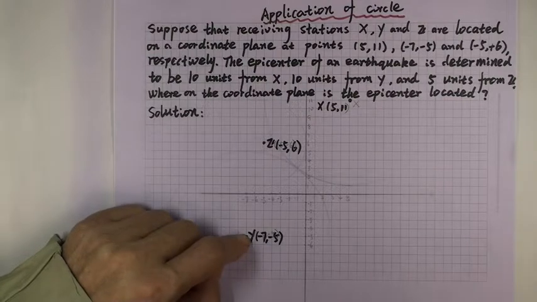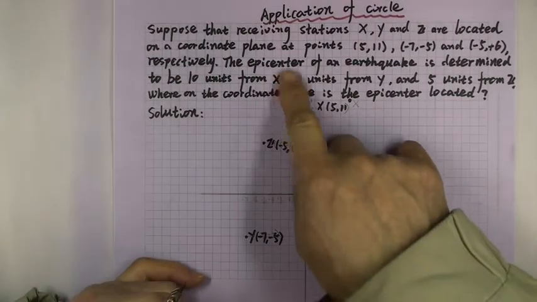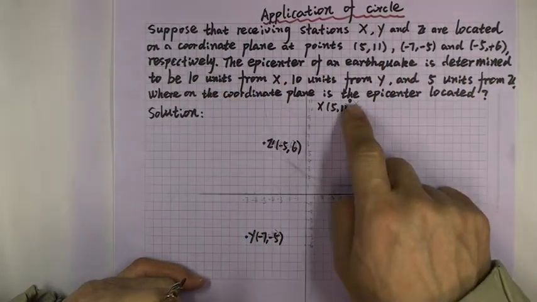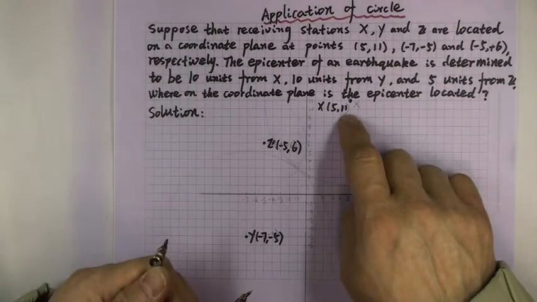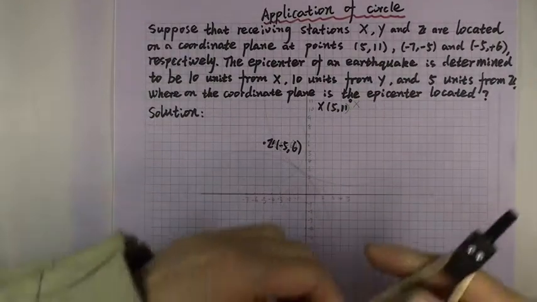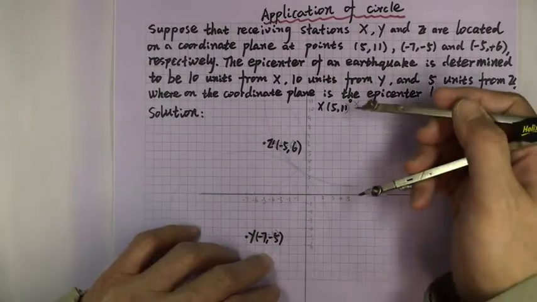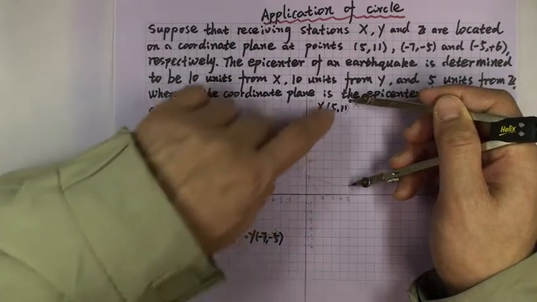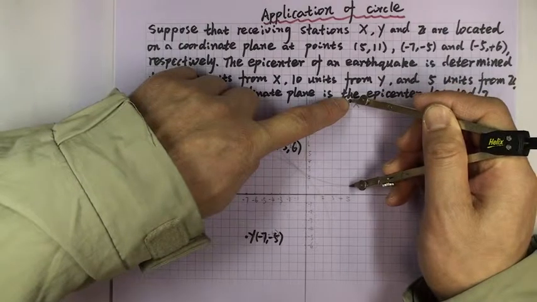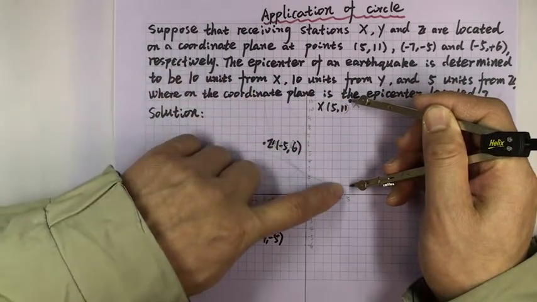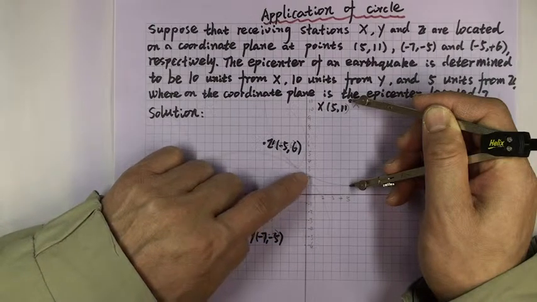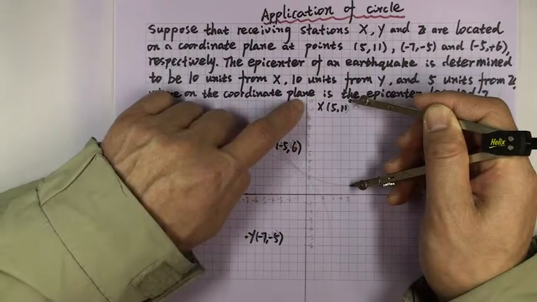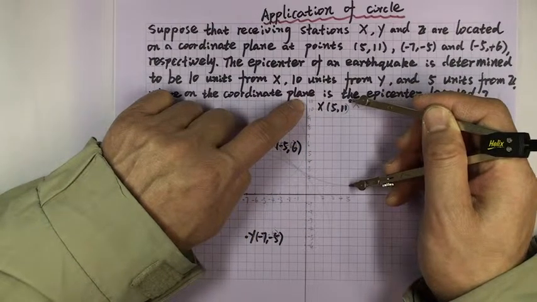Now, we know the epicenter of an earthquake is 10 units away from X. We know here (5, 11). Now we use this protractor. You see X, starting from X, this point, up to this far, the distance is 10. Because here you see 1, 2, 3, until 11. Then from 1 to 11, the distance is 10 units.